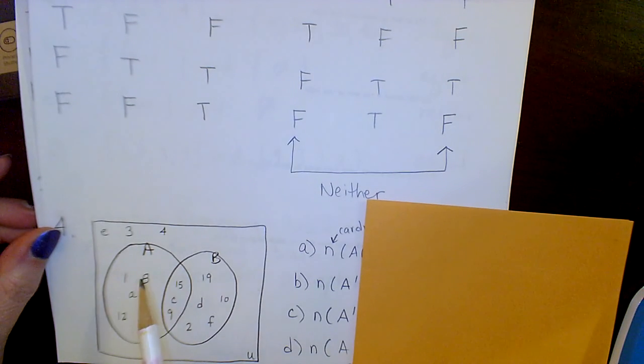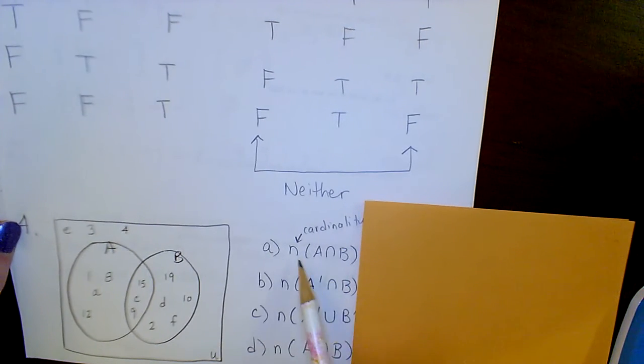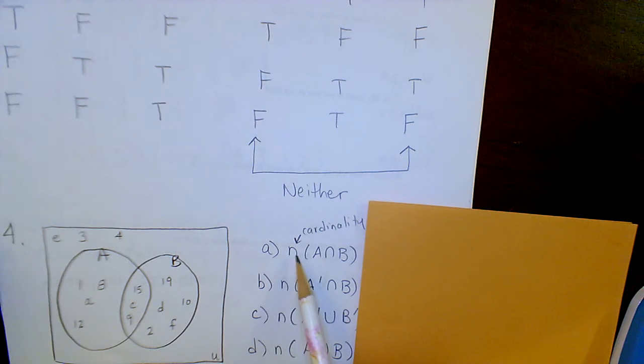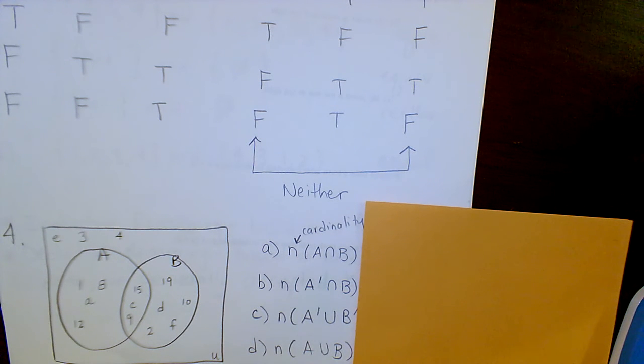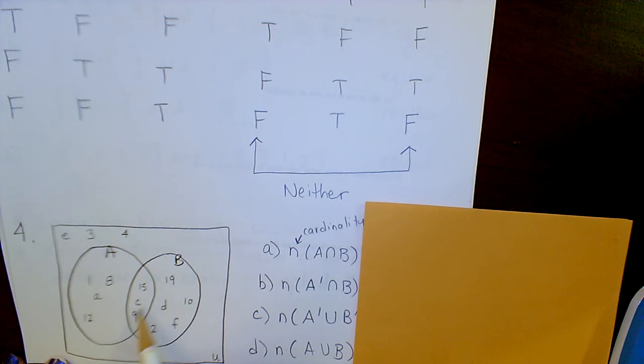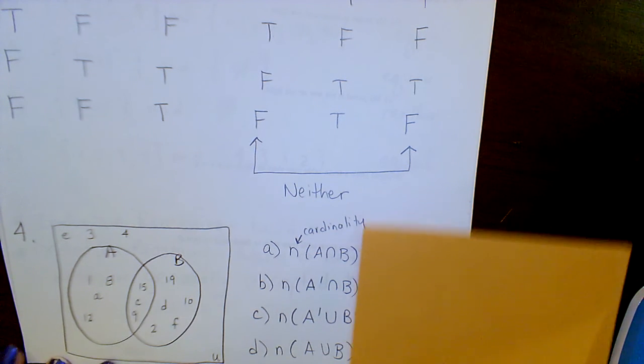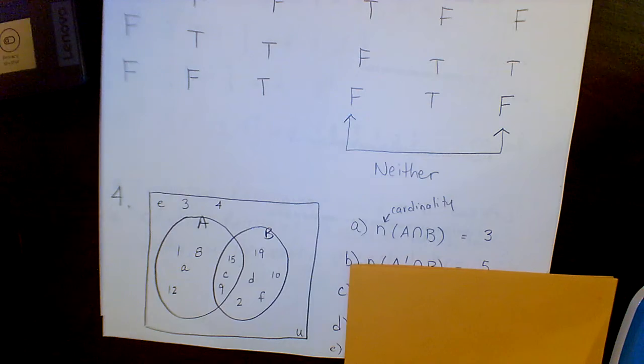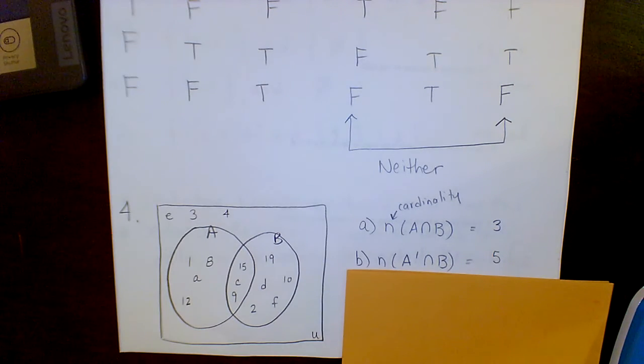So if we're looking at this set right here, and you're asked to find this, remember this is the number. This is not asking for a Venn diagram. This is asking for the number, or the cardinality, of the intersection. The intersection is the overlap right here. So it's not asking what elements are in there. The elements are 15, C, and 9. But how many things are in there? Well, 1, 2, 3. So we'd say that the cardinality of that set is 3.